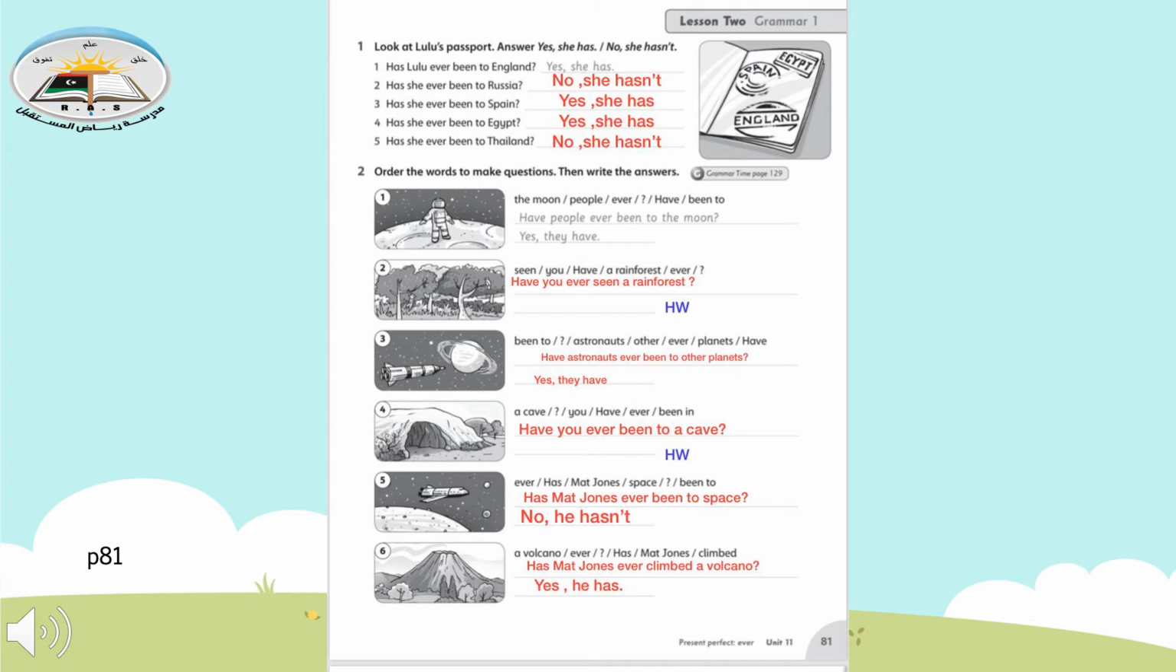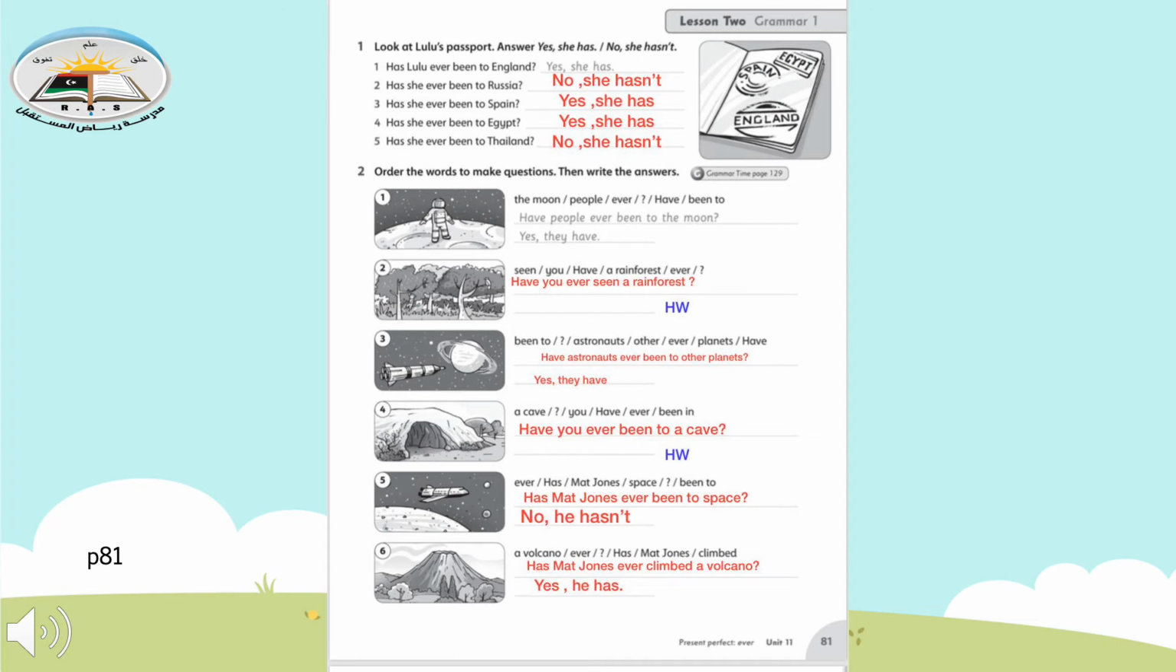Number 1 is already answered. Has Lulu ever been to England? Yes she has. Now the second question. Has she ever been to Russia? Look at her passport. No she hasn't. The answer of number 2, no she hasn't. Number 3. Has she ever been to Spain? Look at the passport. The answer, yes she has. Number 4. Has she ever been to Egypt? Look at the passport. The answer, yes she has.